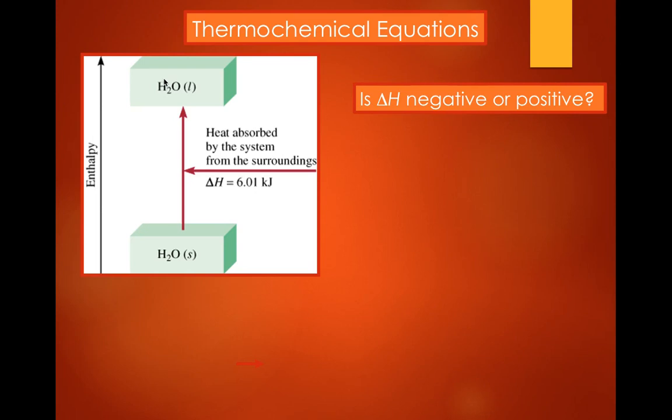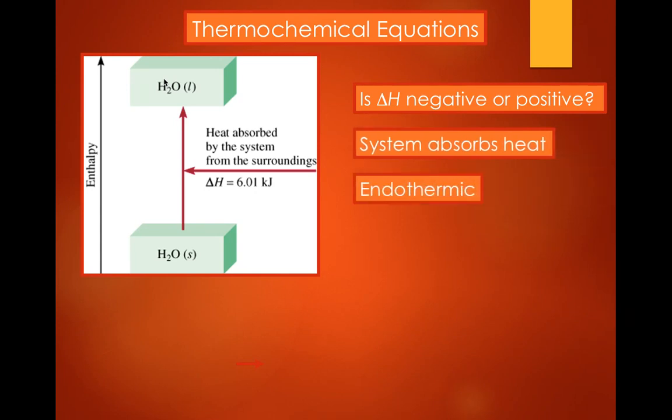We have solid water, ice, and we're melting it. In order to melt ice, it's going to require energy. Ice just isn't going to melt itself. So delta H is positive, which means the system is absorbing heat, and it's endothermic, and delta H is greater than 0. In fact, it's 6.01 kilojoules.